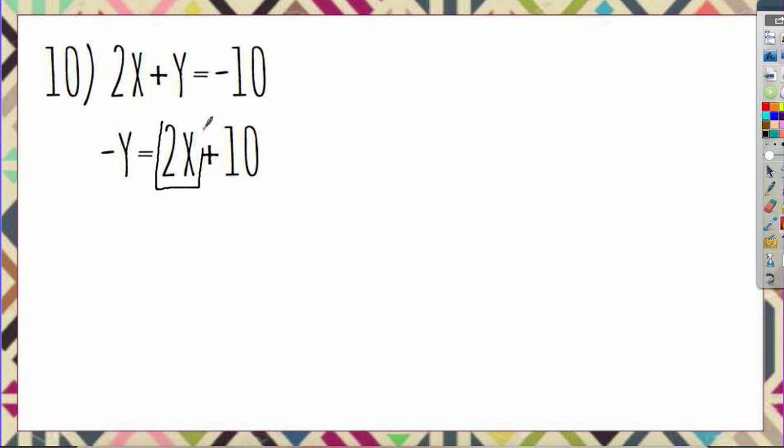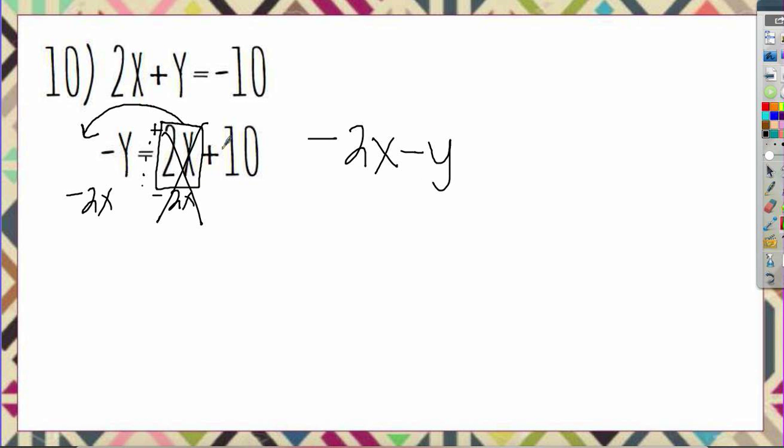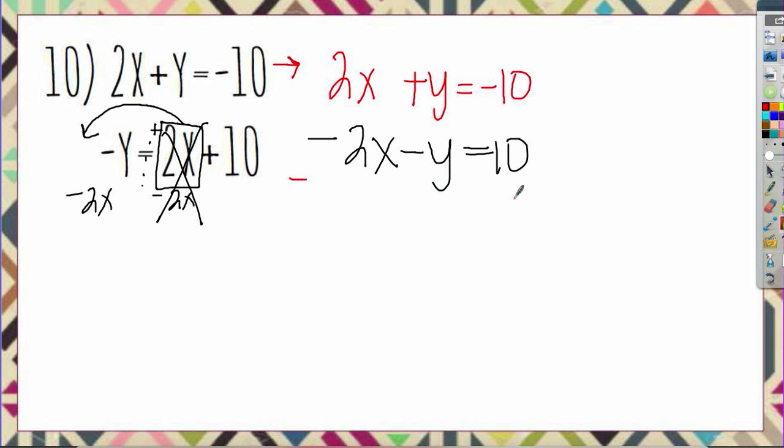I'm probably going to take this 2x and try and move it in front of the y, like the top. If I want to do that, since it's a positive 2x here, to move it across the equal sign, I've got a minus 2x from both sides. And I'm going to write it in the format like the top. I'm going to write negative 2x, then I have minus y. And on the right side, all that's left is the equal 10. The top equation, nothing changed. So I've got 2x plus y equals negative 10.